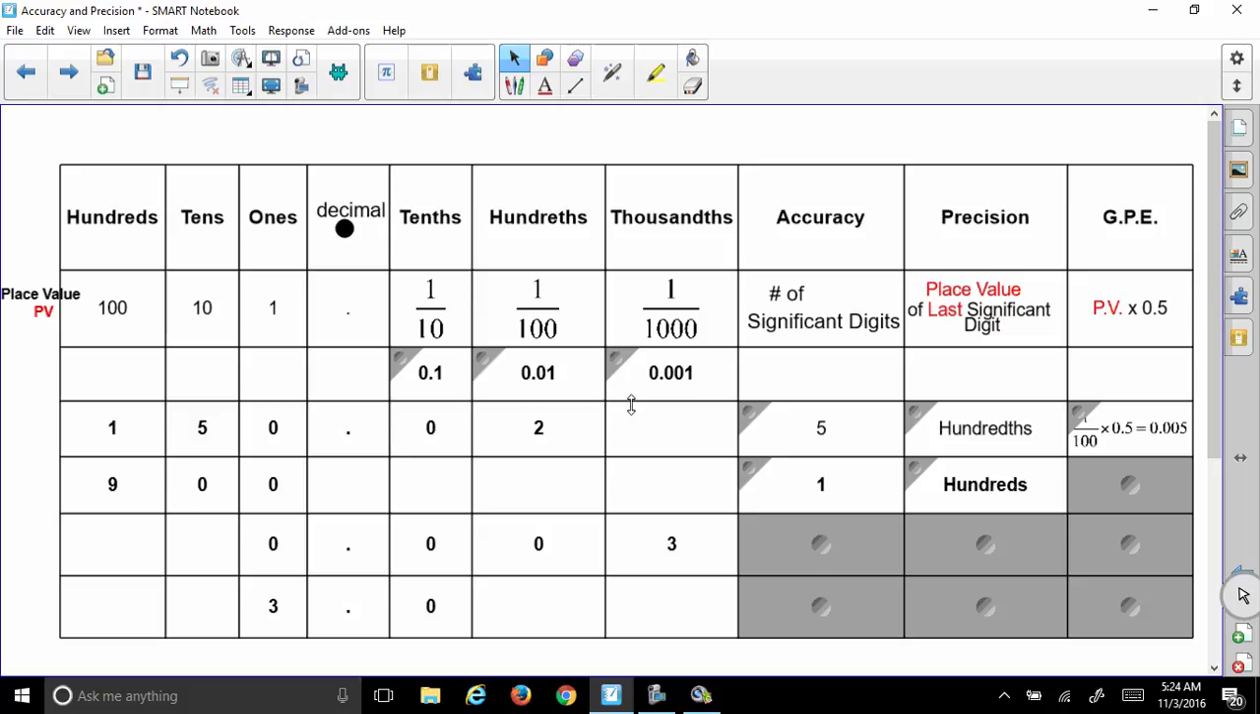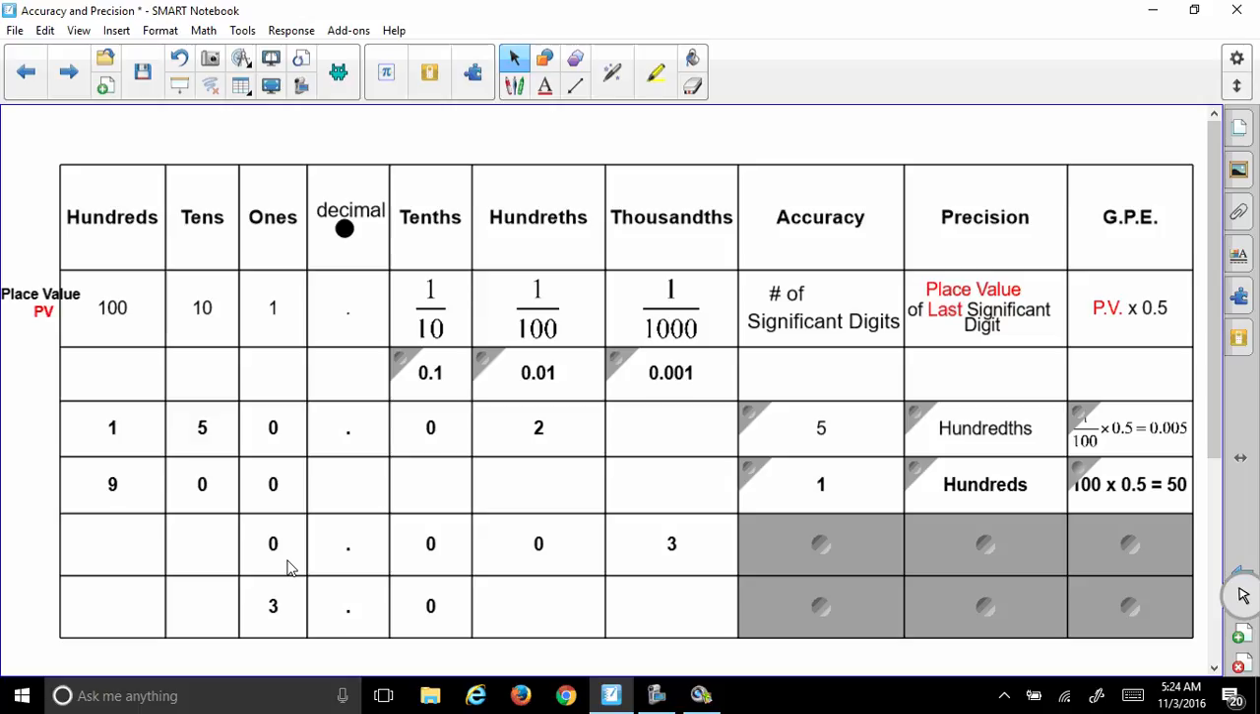Now let's take the hundredths column and multiply that by 0.05. So we're just taking half of 100, and that would give us 50. So the error would be plus or minus 50. So 100 would be the precision, and it'd be plus or minus 50. So it'd be between 850 and 950.